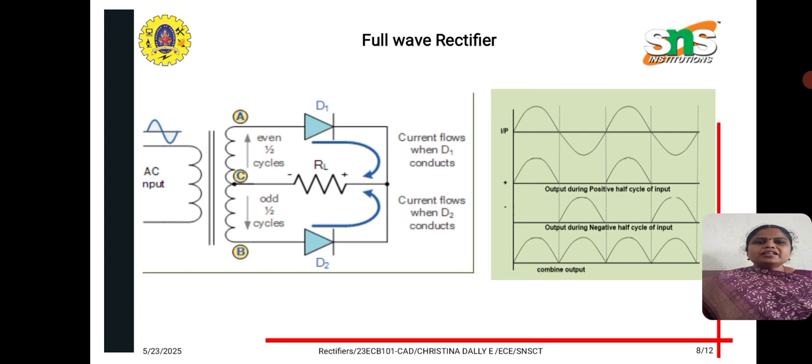When we apply the positive half cycle, diode D1 conducts; during the negative half cycle, D2 conducts. During the positive half cycle only the positive half of the wave will appear, and during the negative half cycle the negative wave will appear. We combine both the positive and negative, and this is the combined output we are getting.